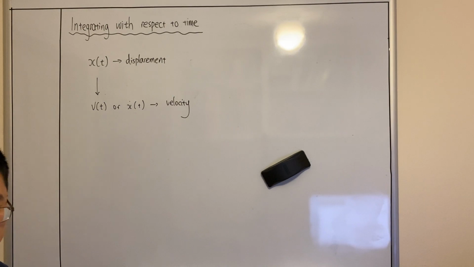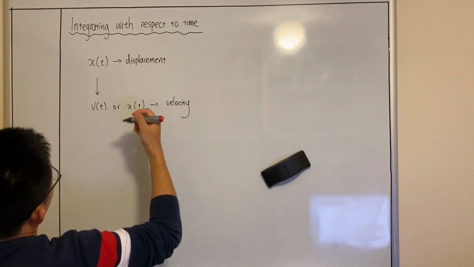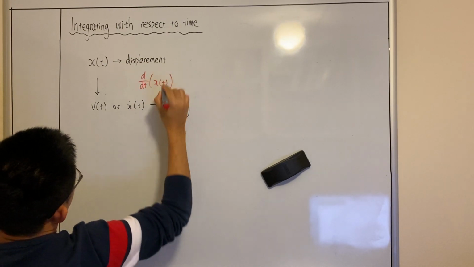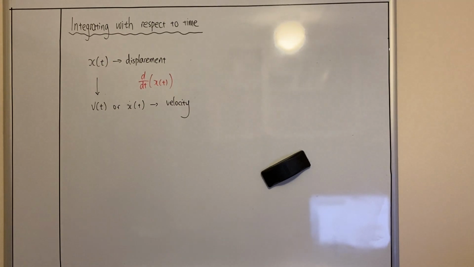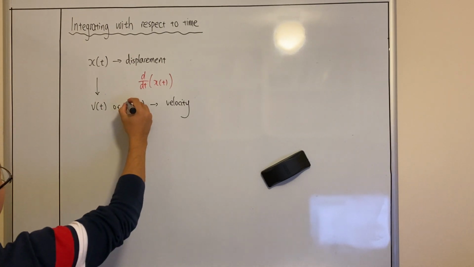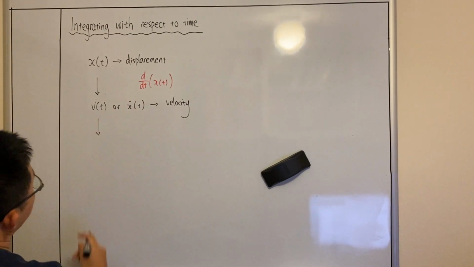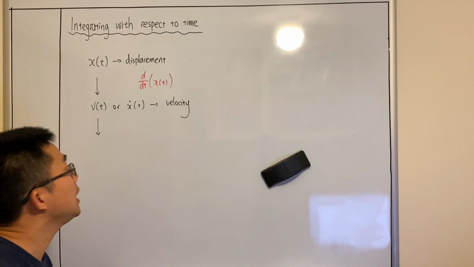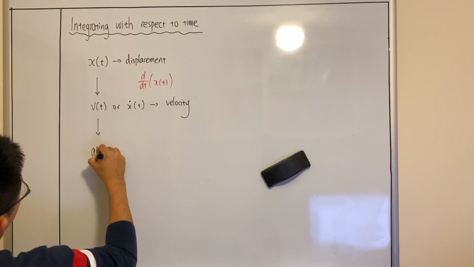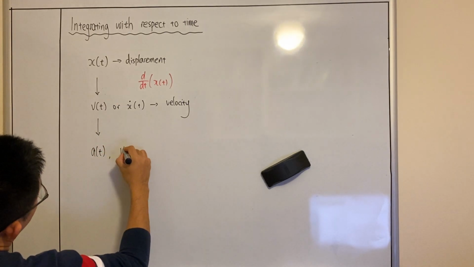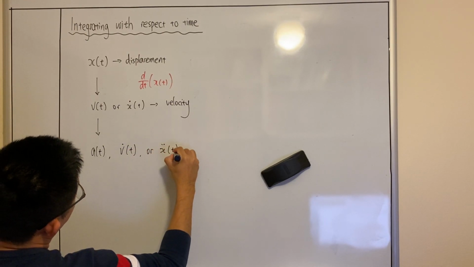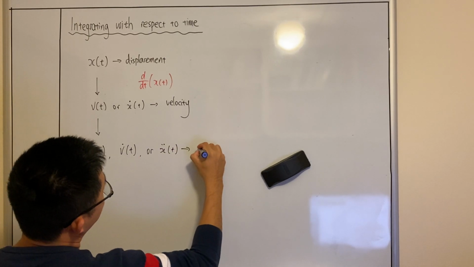So the process here is differentiation. You differentiate with respect to t, d over dt of the x(t) function, and then you generate a velocity function in terms of time, v(t), or x dot t. Then if you differentiate one more time, finding the change in velocity with respect to time, you get acceleration in terms of t. You can write a(t), or v dot t, or x double dot t, and that will be acceleration in terms of time.